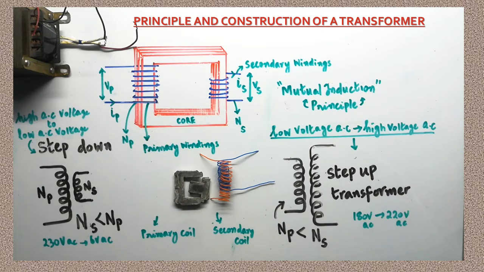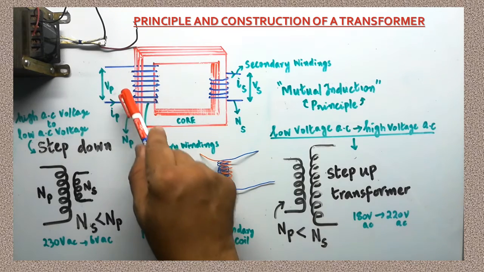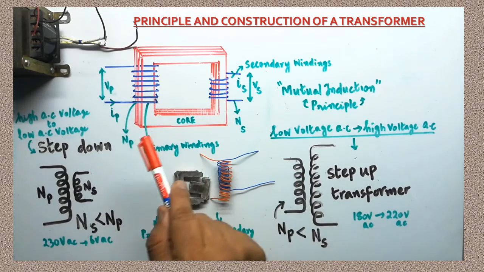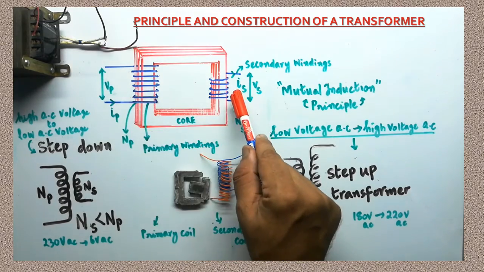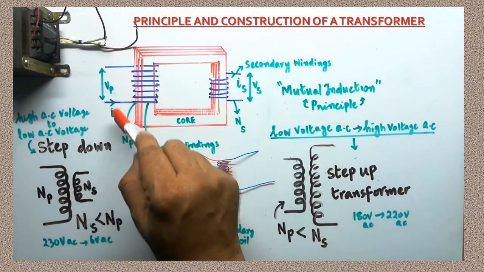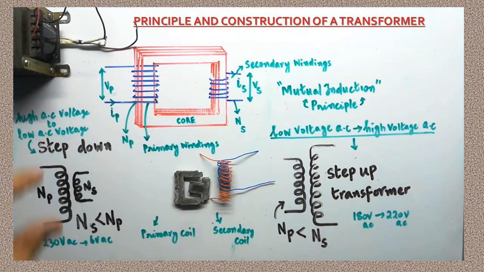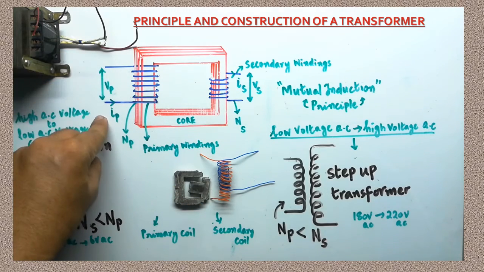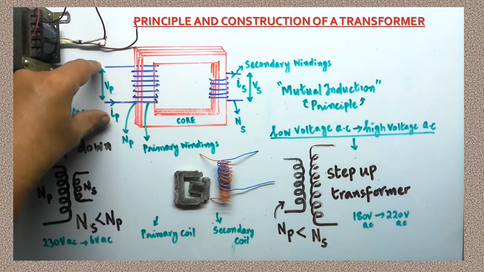Are you clear? Finally, I would like to tell about why it is called a transformer. Which one is transformed? That is the main question here. Here there are two circuit portions, the primary coil circuit and the secondary coil circuit. If you multiply VP and IP, that is, voltage across the primary and current flowing through the primary, you will get the power.